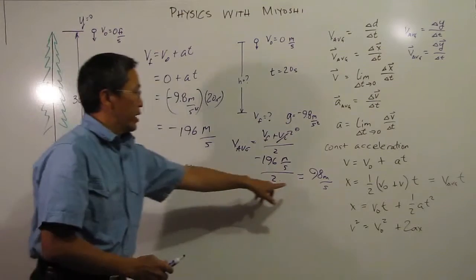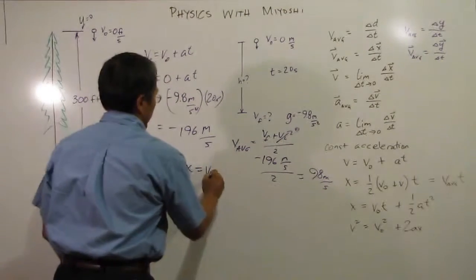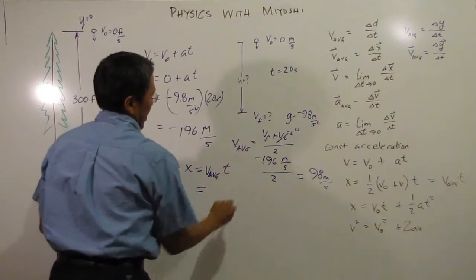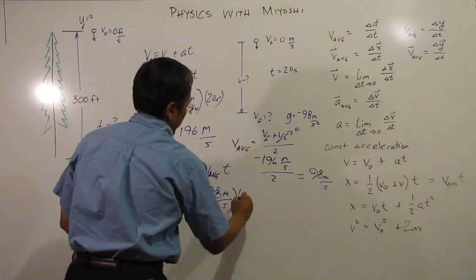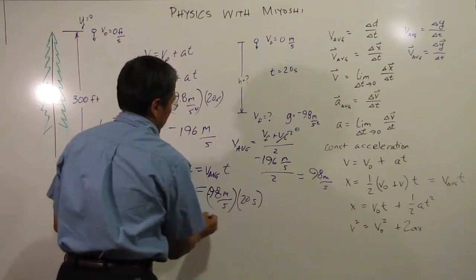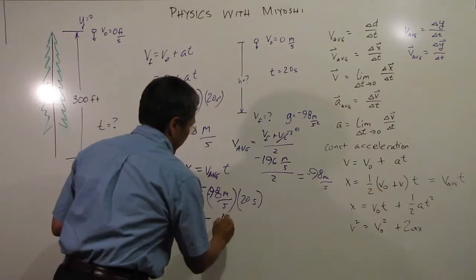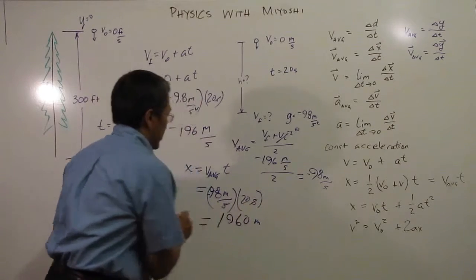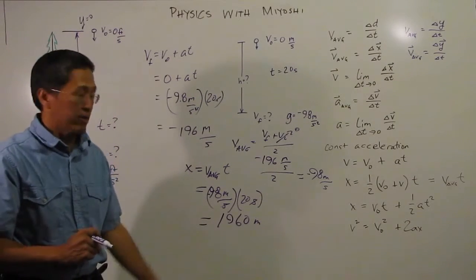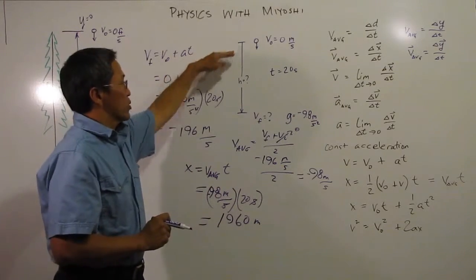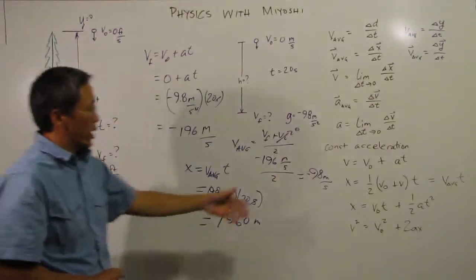And then we can use this equation here. Distance is V average times time. We know our V average is 98 meters per second. Our time is 20 seconds. Oops, that's a negative because it's going down. And we end up getting 1,960 meters, which is a long distance. It's over a mile, and that would be the distance an object would travel with no air resistance if it fell for 20 seconds.